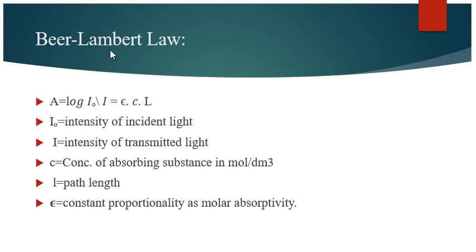Here we have the relation for the Beer-Lambert law, in which I naught is the intensity of incident light, I is the intensity of transmitted light, C is the concentration, and L is the path length that the light covers inside that absorbing solvent.